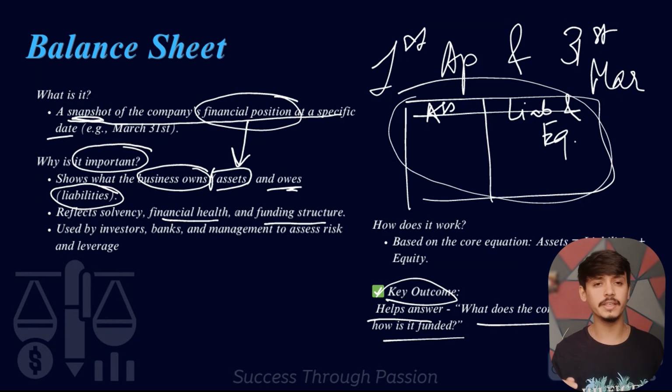It reflects solvency. A company is said to be solvent when they have enough cash in their bank account to fund their expansion or whatever business plan they have. You can understand that when you go through the cash and bank line item of the balance sheet.